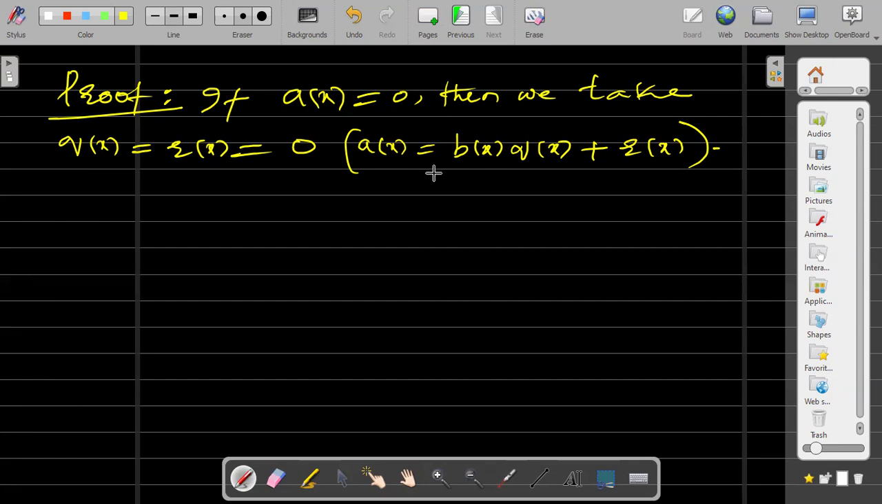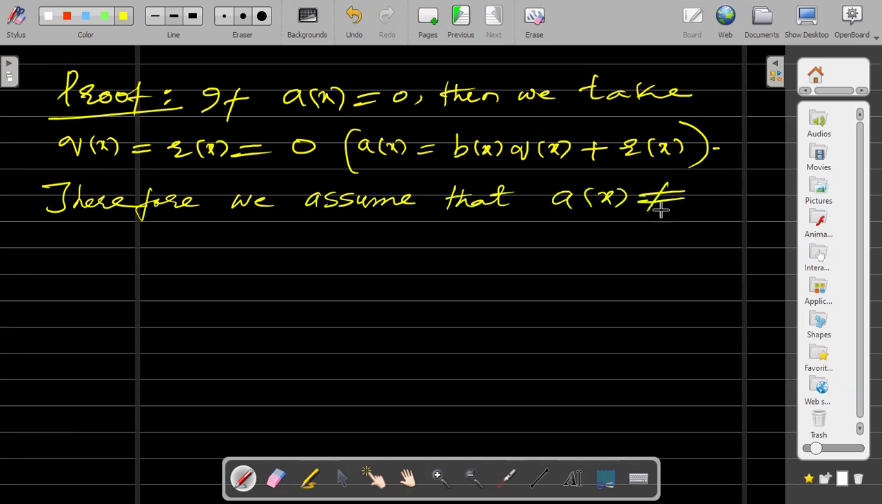Thus in this case we have nothing to prove. So therefore we assume that Ax is not equal to 0. Therefore we assume that this Ax is a non-zero polynomial.